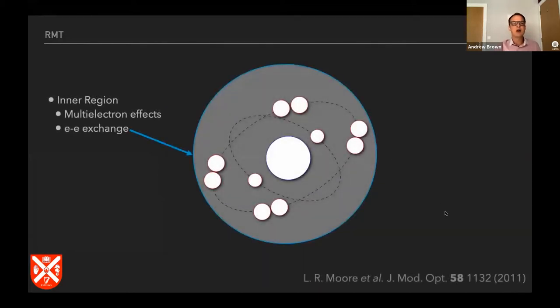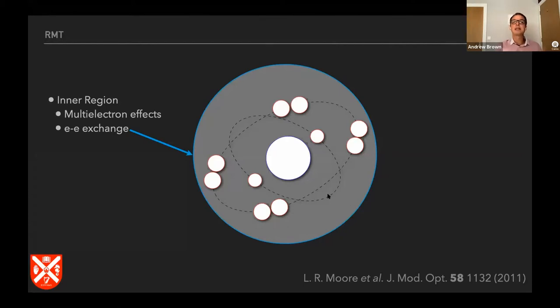Well, the basic idea in R-matrix theory is that you want to describe a multi-electron system. So here we have our multi-electron system, in this case, an atom. And we want to describe all of the electron correlation effects. So all R-matrix methods are built on this idea of what we call the division of space. So we create this artificial sphere in space which surrounds our multi-electron system. And we say, well, within this sphere, we really are going to take account of all of the multi-electron effects. And in particular, we're going to model the electron exchange, which is the thing which is actually very computationally arduous.